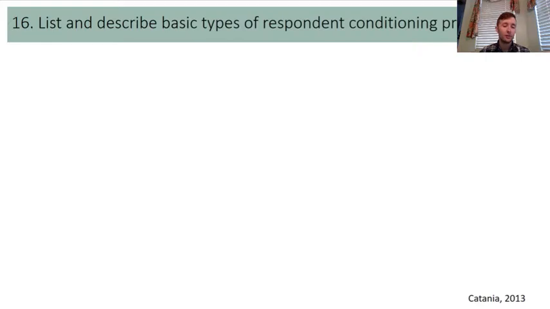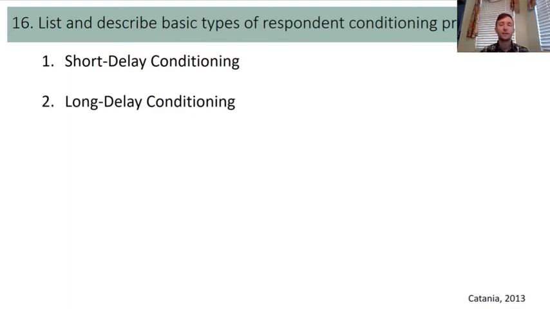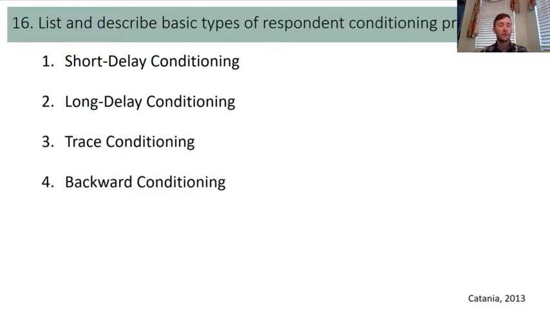And so I'm just going to introduce you to some of the prototypical or standard types of respondent conditioning procedures. These are procedures used by scientists in laboratory conditions to study respondent conditioning. The first one is short delay conditioning. I'm just going to list them for you now, and we're going to go into detail later. The next one is long delay conditioning. Then you have trace conditioning, backward conditioning, and simultaneous conditioning.